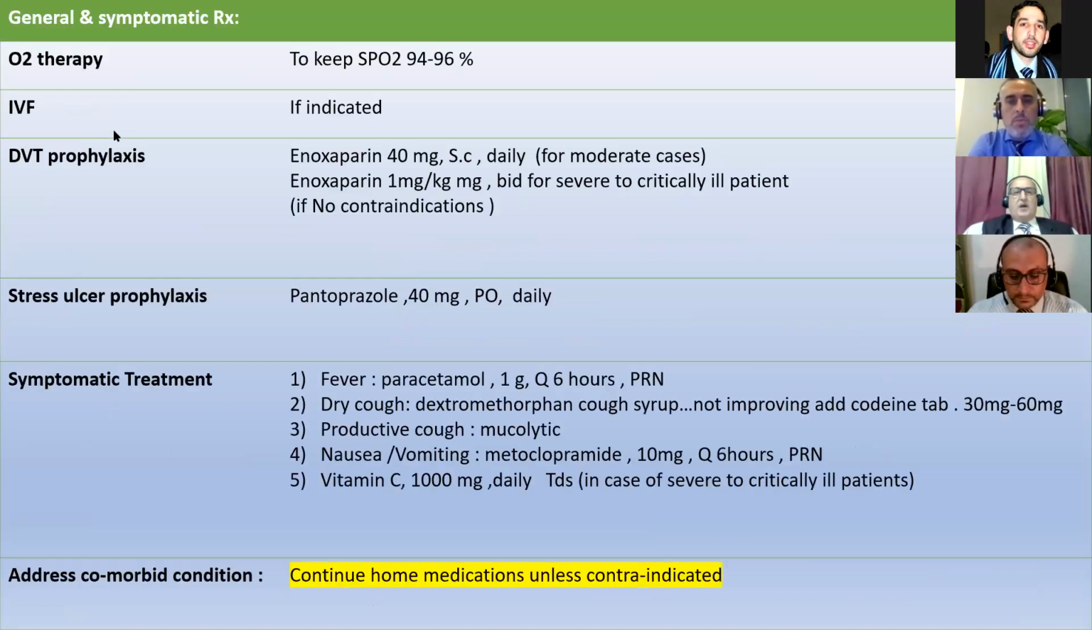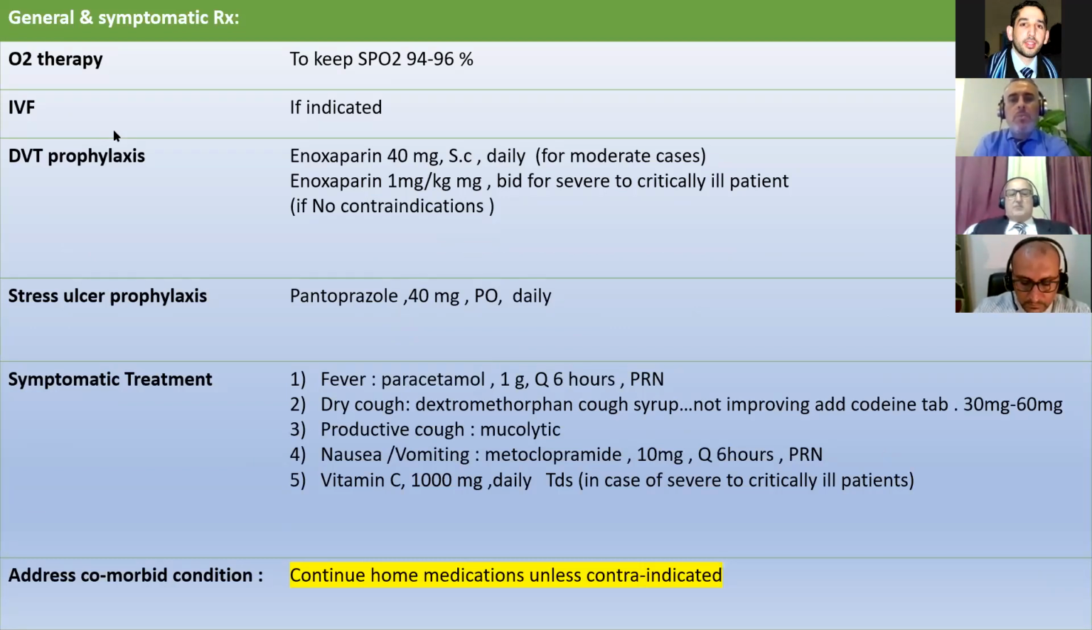For the treatment, we have general symptomatic and we have the specific treatment. In general, every patient admitted to the hospital should keep oxygen saturation above 94, should be hydrated and hemodynamically stable, and should be anticoagulated with a prophylactic dose for moderate cases. Those with severe and critical cases, without contraindication, should be on a therapeutic dose, which is 1 milligram per kg enoxaparin. And those with critical and severe cases should be on stress ulcer prophylaxis with a PPI like pantoprazole IV.